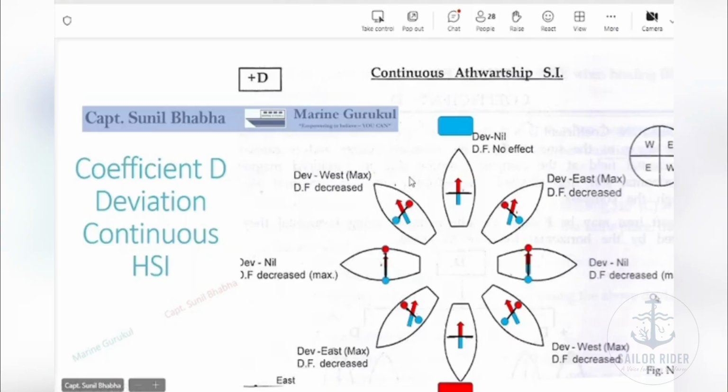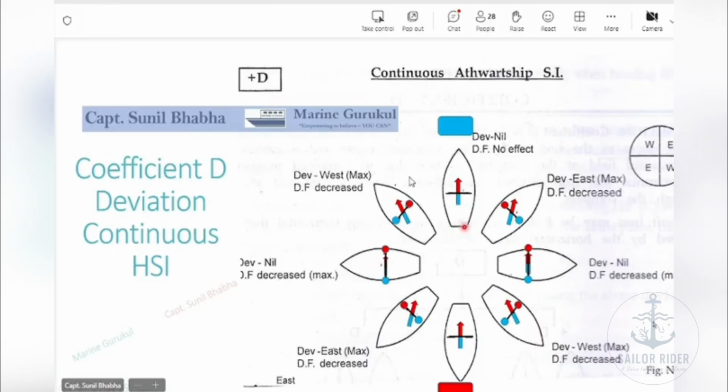Let's now analyze the deviation diagram for coefficient D. So we have a ship here, and in this ship we have represented one Athwartship beam. As we just discussed, their effect is much more predominant as compared to the longitudinal. So we are assuming an Athwartship beam here on the ship. We have the compass needle. You can see the red end of the compass needle pointing towards north and the blue end of the compass needle pointing towards the south direction.